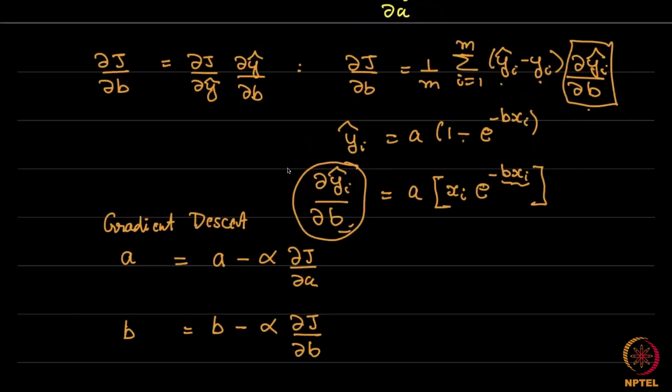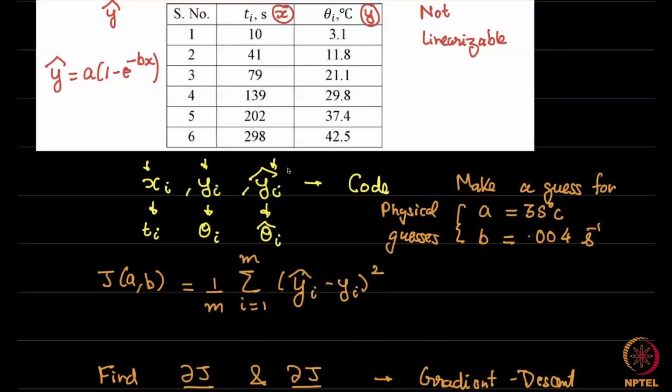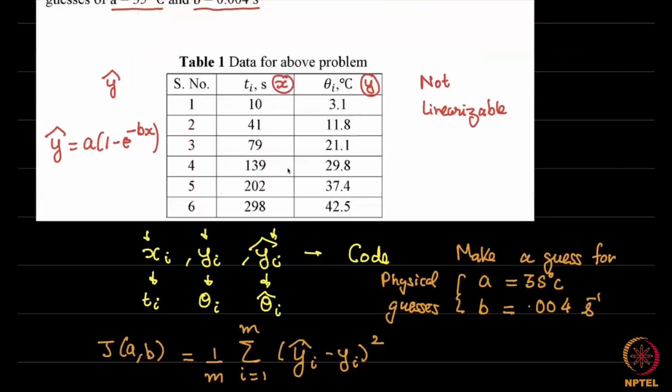Notice that del J del A and del J del B are a little bit more complicated than what we had in our previous examples. That's because they are summations over the data set. So this entire data set has to be summed up, and that's how you get del J del A and del J del B. So I'll just show you how to implement this in a program, and then we'll see whether it works or not. Let's go ahead and try it now.